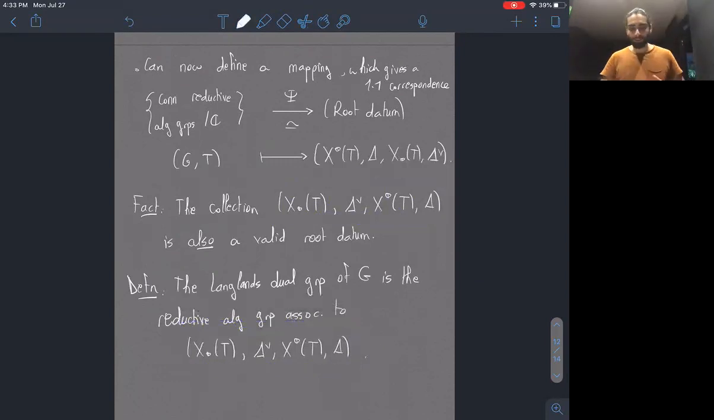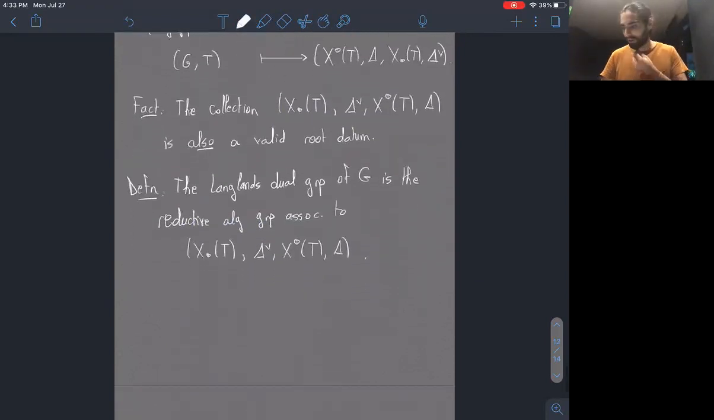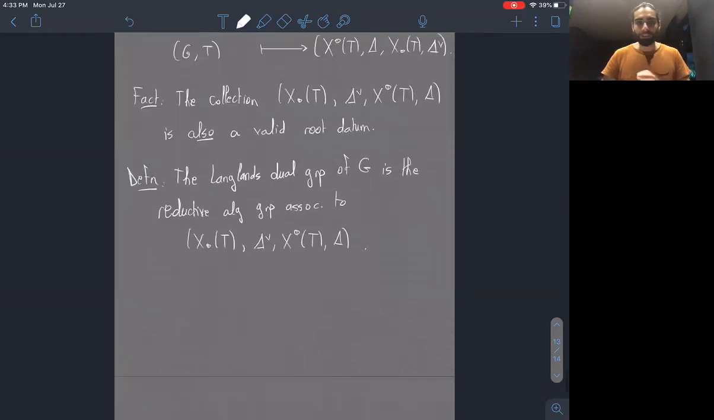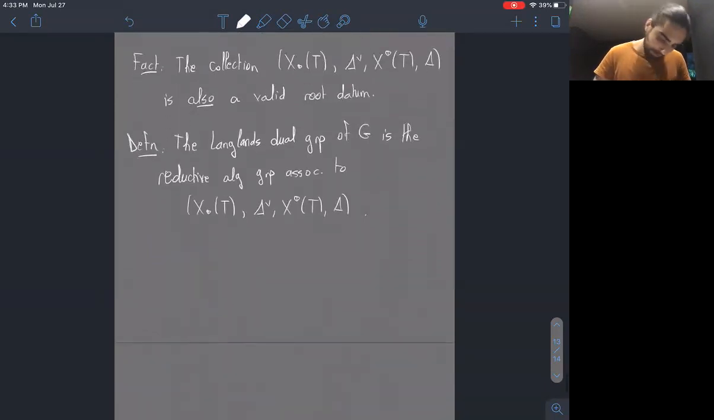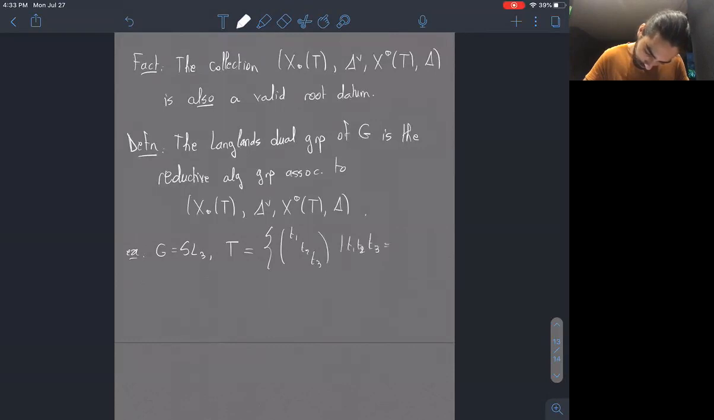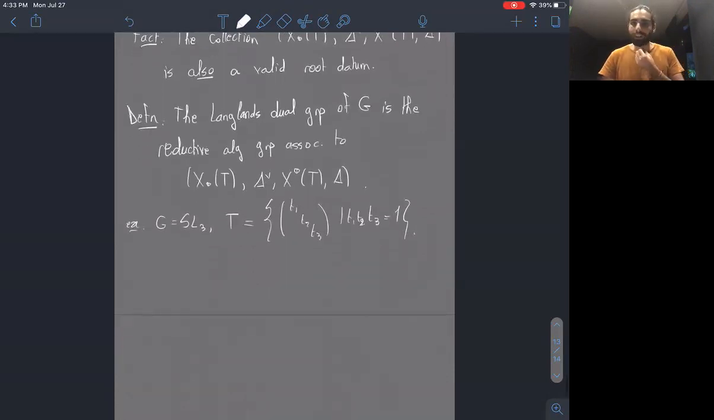So that was a lot of terminology in very little time. So I'll work through the example of SL3 to illustrate everything. So let's fix G to be SL3. The torus to be as before, so these triples t1, t2, t3 with product 1. I'll tell you what the roots are, what the weights are, what the co-weights are, what the pairing looks like, and what the Langlands dual is.